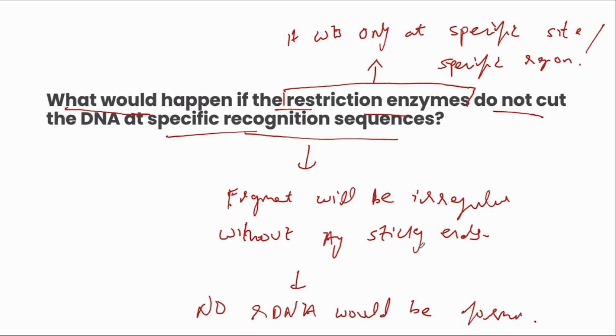Because if it is not cutting at a specific site in a specific manner, like if it does not create a sticky end or something like that, that means it won't be helpful in making the rDNA, that is, the recombinant DNA.